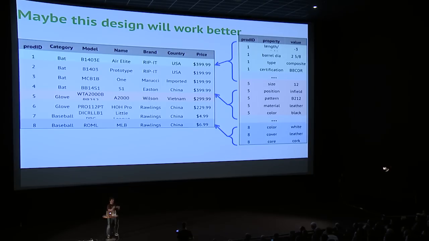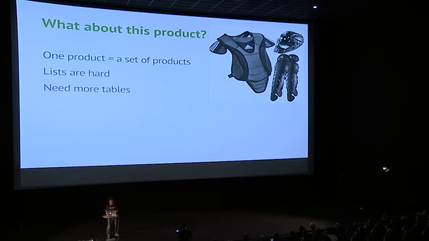But you see that here, if you want to get a specific property for a specific product, you have to do a join. You have to do a complex query that you have to create. But also, it will be hard to associate specific lists or a complete product that is a set of sub-products. For example, here, I want to buy a full equipment for the player. So you have to be able to create a product that is a join or a union of many, many things. So one product in this case is equal to a set of products. Hard to manage, you need to add more tables.